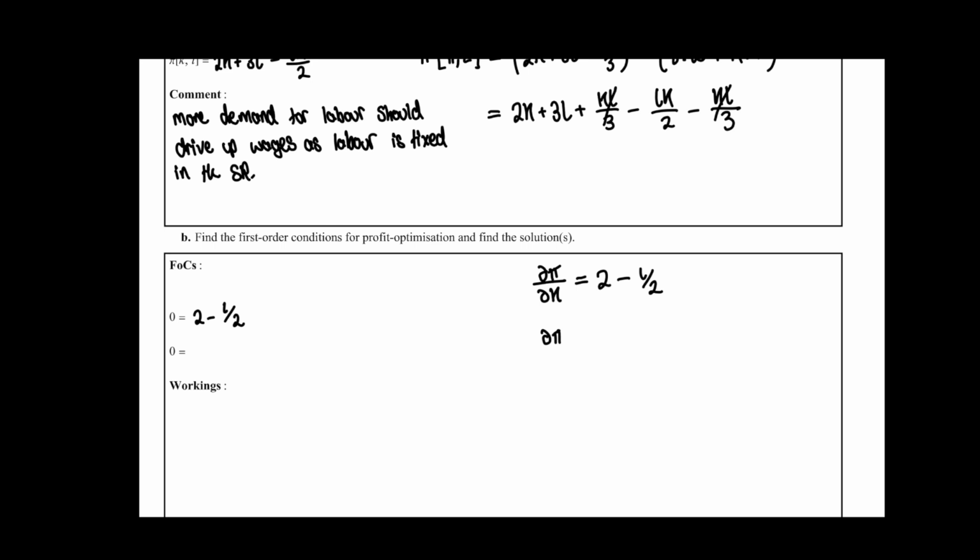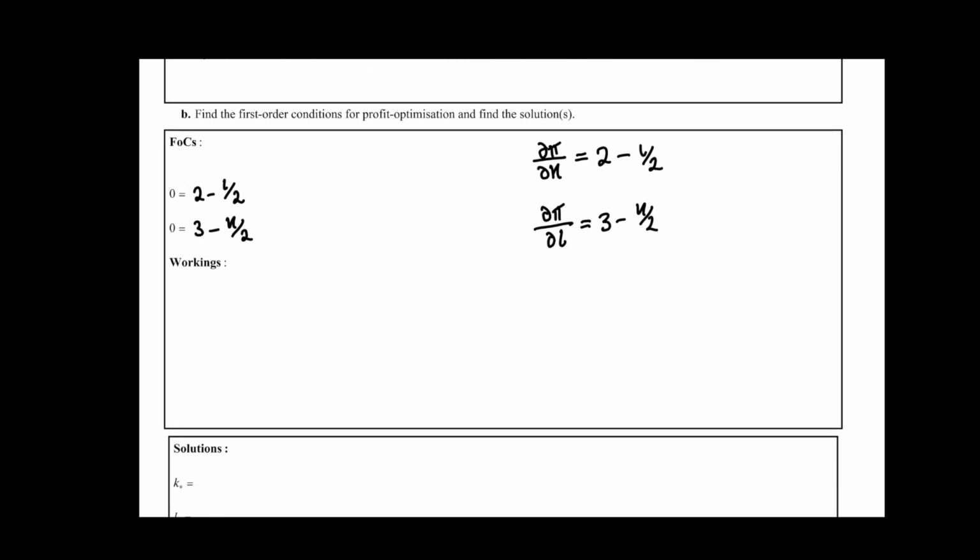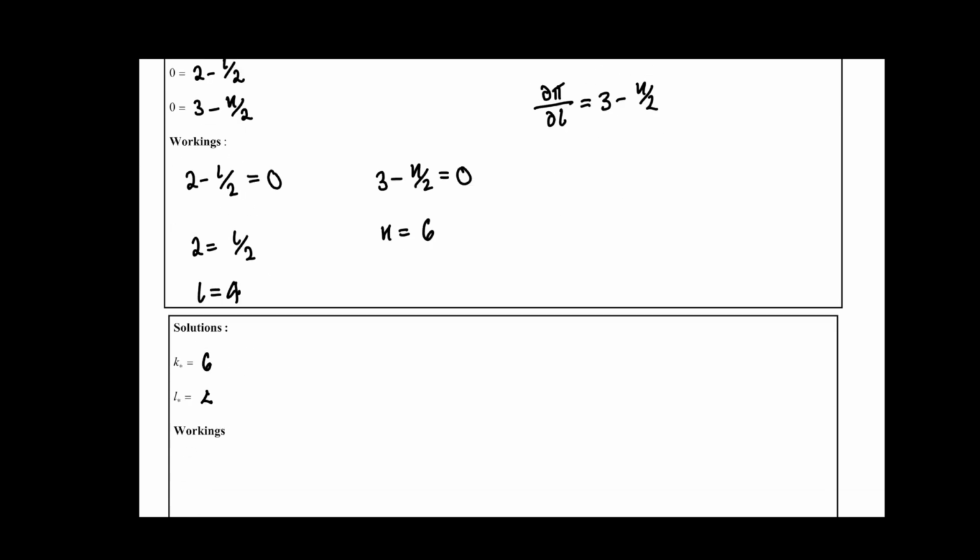And if we differentiate the profit function partially with respect to L, we get 3 minus K over 2. So that leaves us with 2 minus L over 2 is equal to 0, and then 3 minus K over 2 is equal to 0. So 2 is equal to L over 2, so labor is equal to 4, and then capital is 6. So we get 6 and 4.